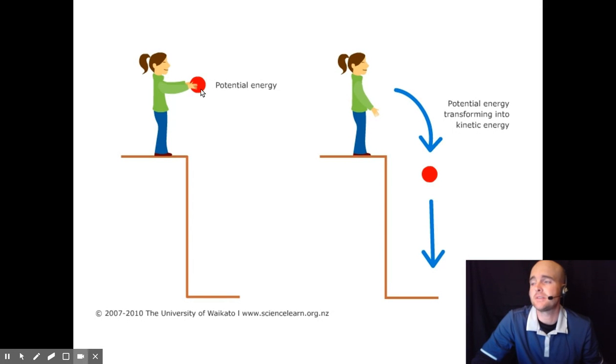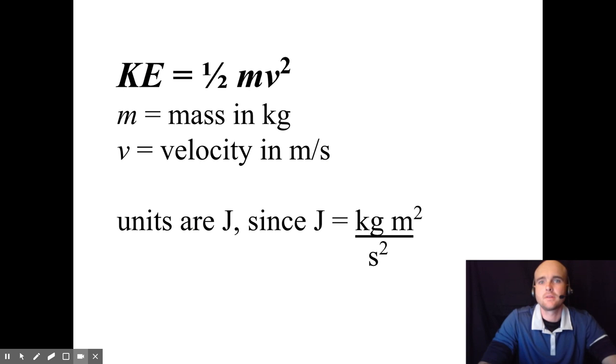The ball has potential energy on the top, but when it is released, it gains speed, and so it gains kinetic energy as it falls and loses potential energy. The total amount of energy with the ball still remains constant.